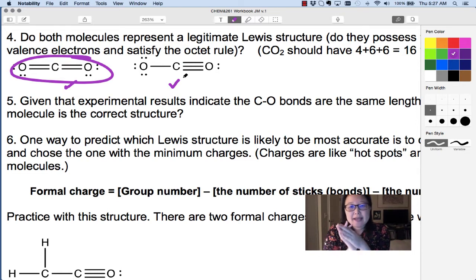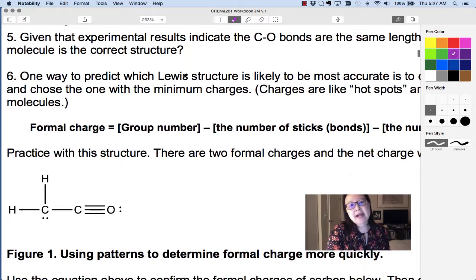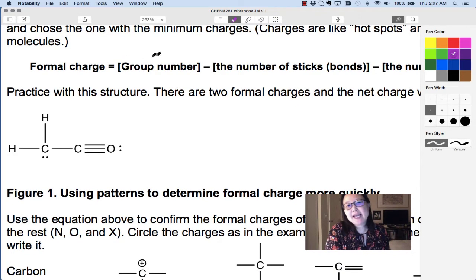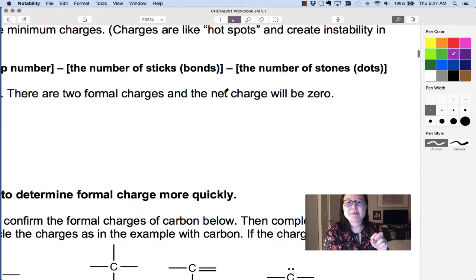And one way to do that is to try to aim for the structure that gives us a formal charge of 0 on as many of the atoms as possible. So first, let's figure out how to calculate formal charge. It is the group number of that element in the molecule, and it is subtracting the number of bonds, or what I call sticks, and the number of dots, or unpaired electrons, or stones. So sticks and stones may break my bones.